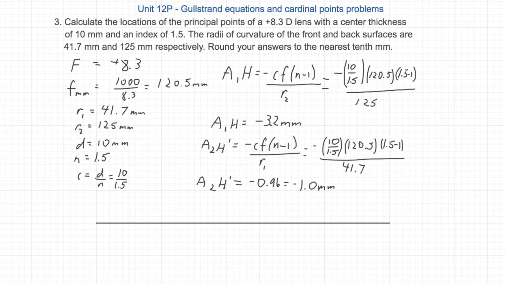So let's draw it out and see what it looks like. This is a convex meniscus lens. Both radii of curvature are positive, going from left to right. And the thickness is 10 millimeters. The first vertex is A1, second vertex A2, and C1 and C2 are both to the right. So we can figure the primary principal plane is around there, 3.2 millimeters in front of the first surface, and the secondary principal point is very close to the first surface.